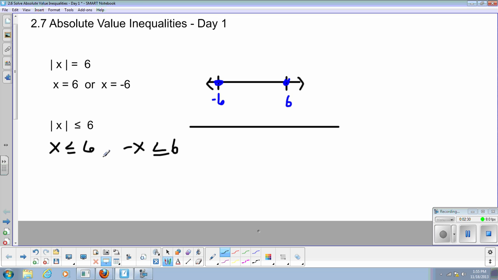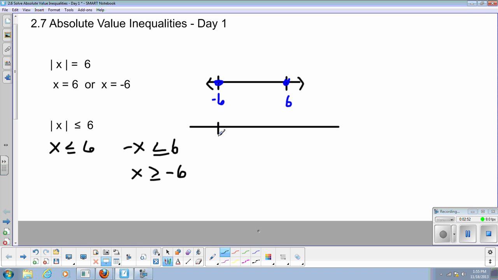As I look at these two, I have x is less than or equal to 6. That's simplified. This inequality is not. I need to divide both sides by -1. So when I do that, I get x, and because I divided by a negative, I reverse my inequality symbol, x is greater than or equal to -6.